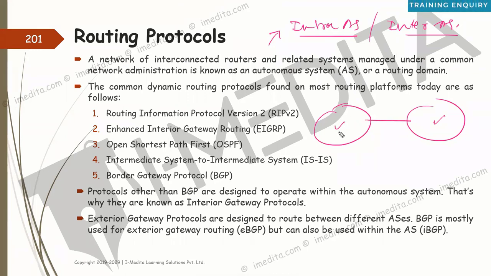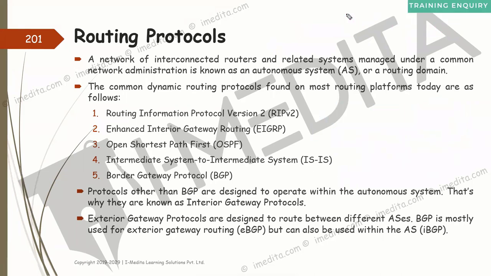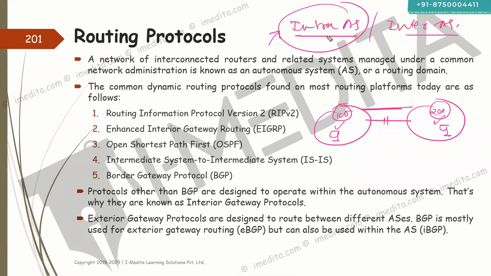So now the traffic from this organization needs to pass to this organization. This is running, let's say, autonomous system number 100. This is running, let's say, autonomous system 200. So we might also need to run the routing in between the autonomous system 100 and 200. So routing might need to be done like intra and inter in both situations.